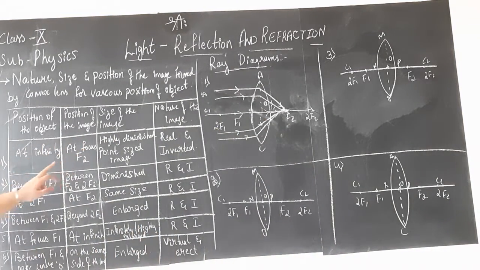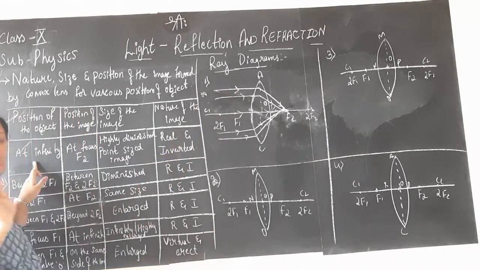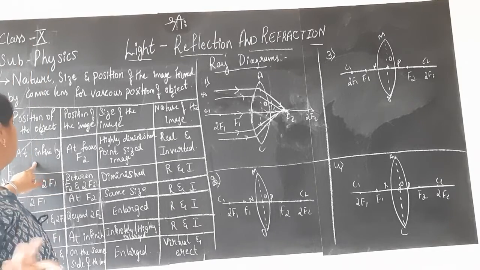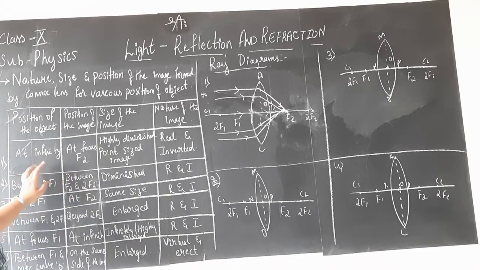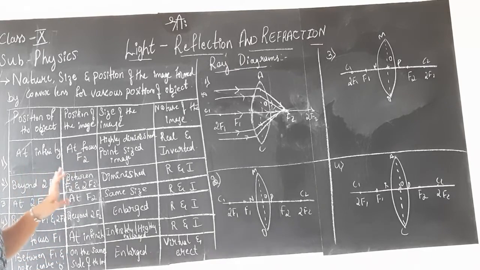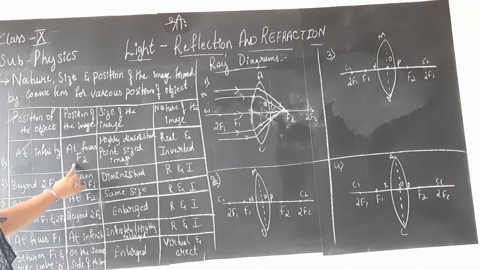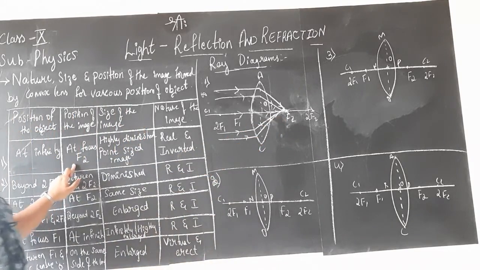First case we did, when the object is placed at infinity. Here you have not mentioned A, B, because the object, children, is coming from infinite distance, the light, that's all. It is understood. So A, B should come, but not in this case. For all these cases, we need to mention the position of the object. In the first case, when it is coming from infinity, the image is formed at focus F2, correct? It is formed at focus F2.